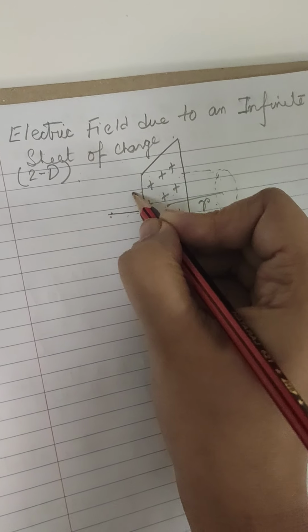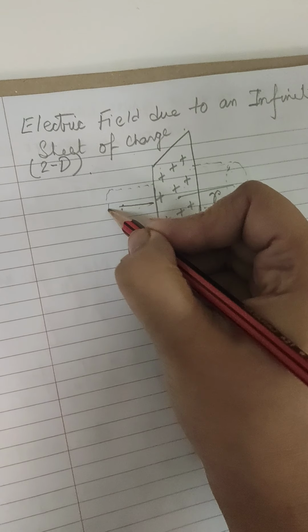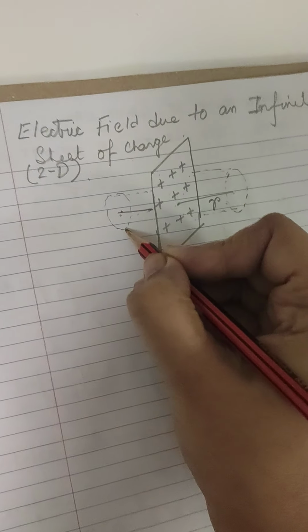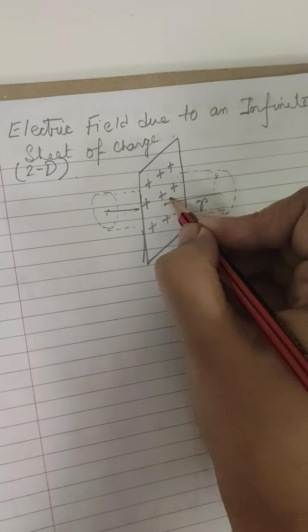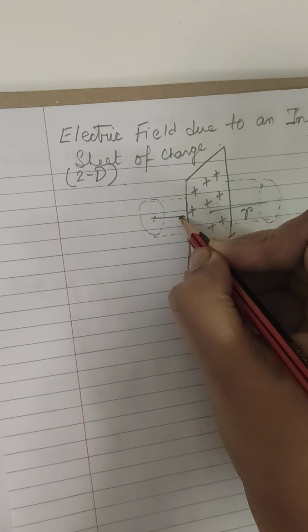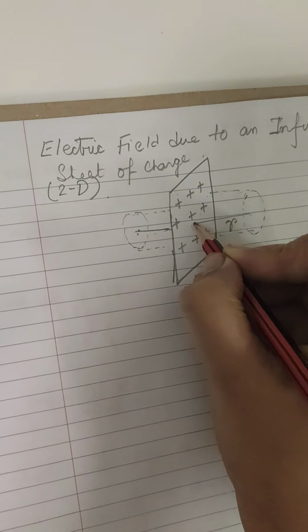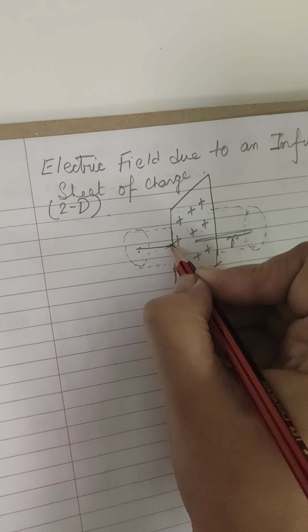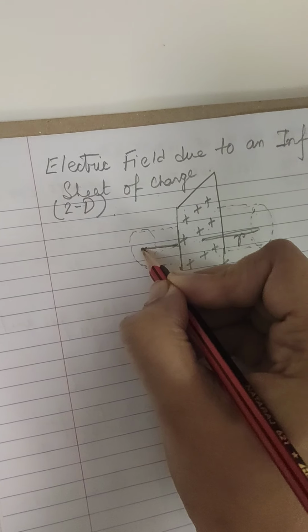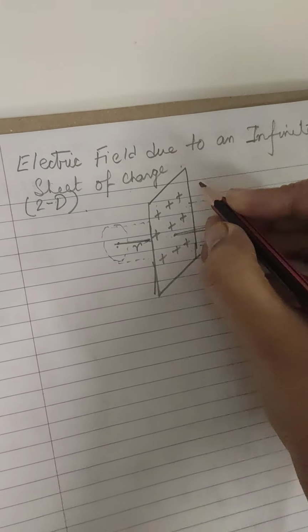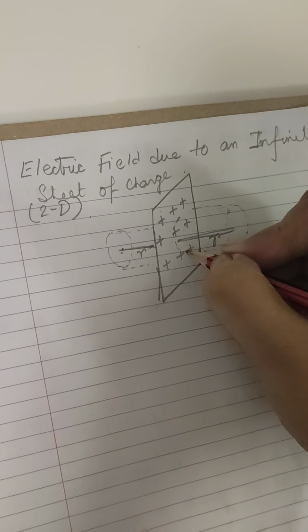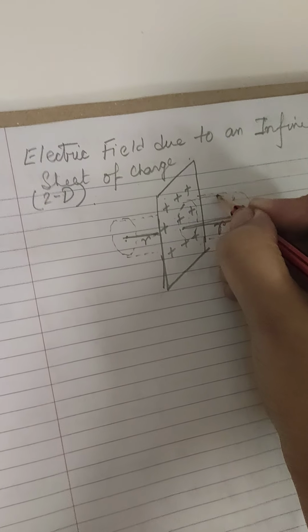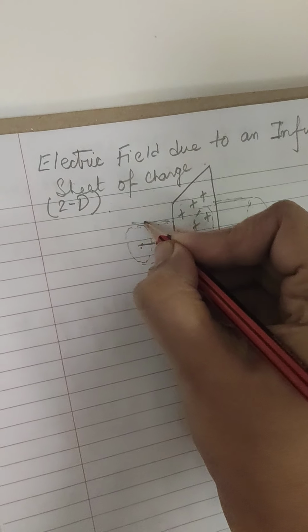Okay, a Gaussian surface should always be drawn with a dotted line and at equal distance from the center to both sides. Okay, r, equal distance from the center. If this is r, then from the center to this point is also r. And this is the cylinder which is passing through.